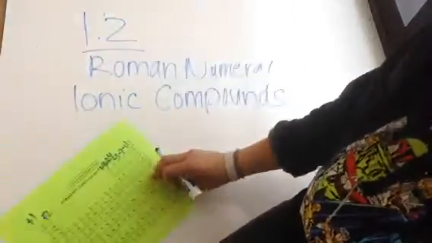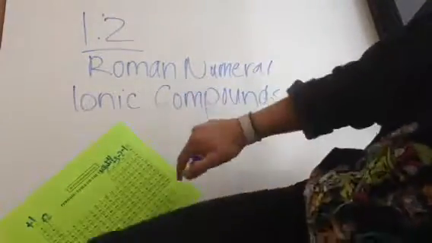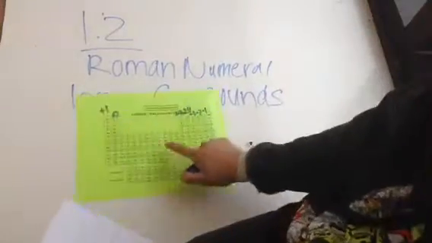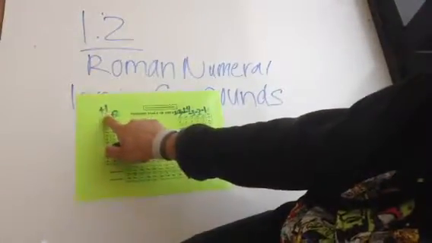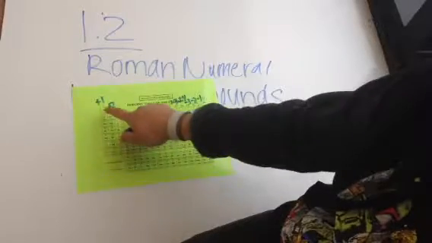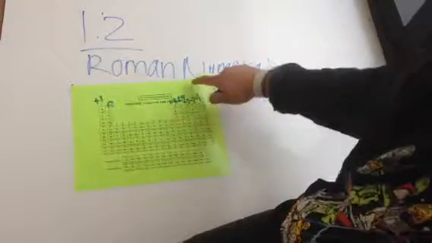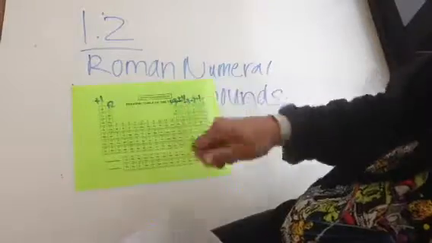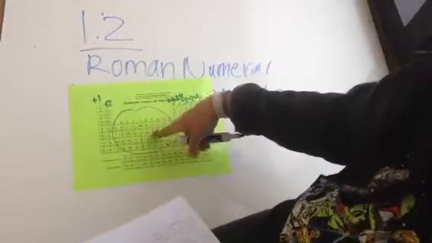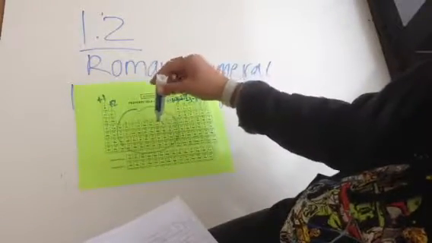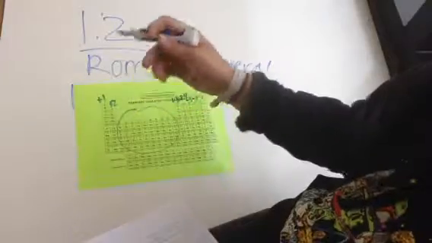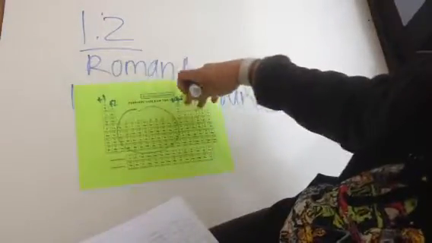Okay, this is 1.2 Roman numeral ionic compounds. For these, if you look on our periodic table, in the last video we talked about how group 1 has +1 charges, group 2 has +2 charges, and etc. But if you notice, I skipped over this section of the periodic table right here, which is called the transition metals. And the transition metals all have different charges. They don't have a set charge like these groups do.